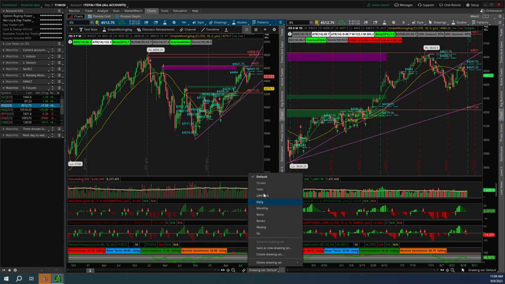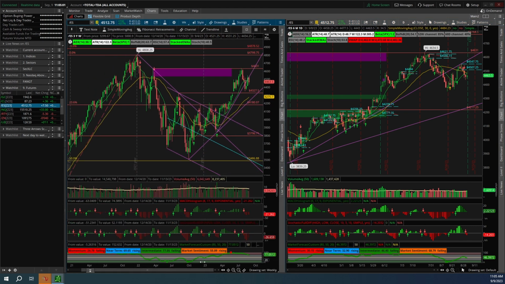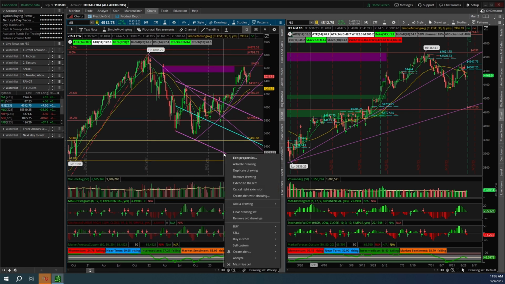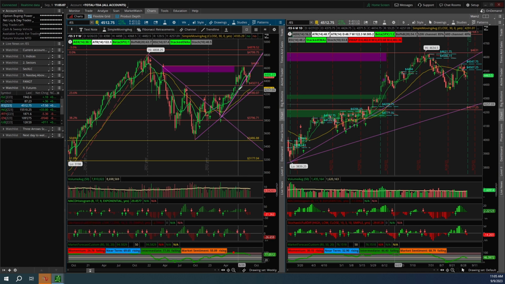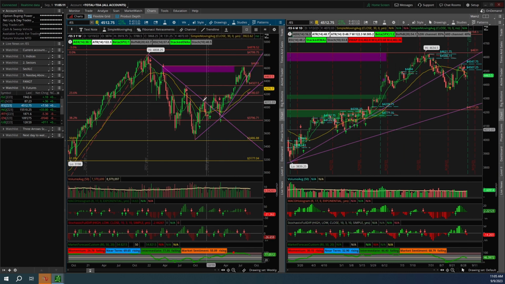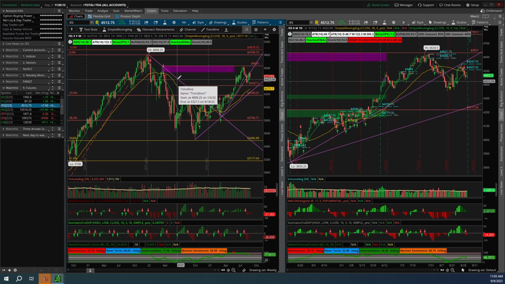So let's see ES. I'm going to move this one to weekly as well. So there's some analysis I have here. This one is no longer valid, I don't think. I'm going to remove that drawing. This one here, I'm going to remove this one too.